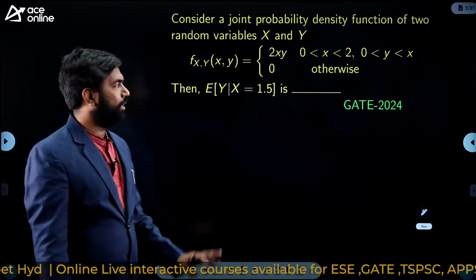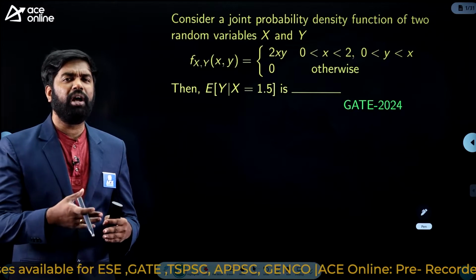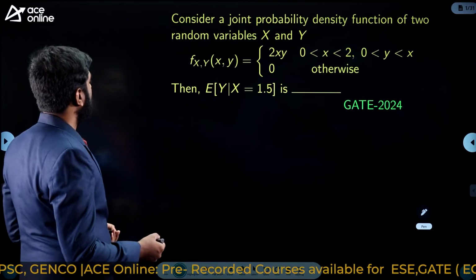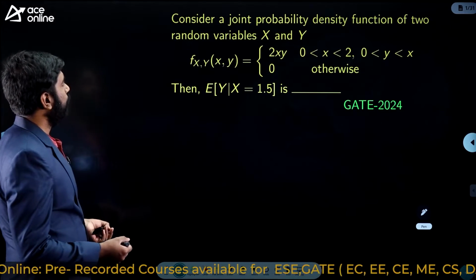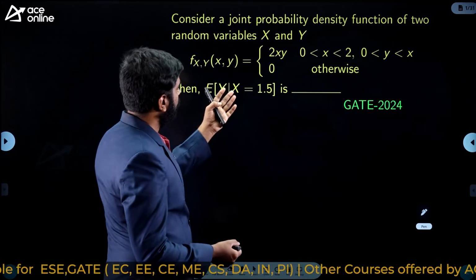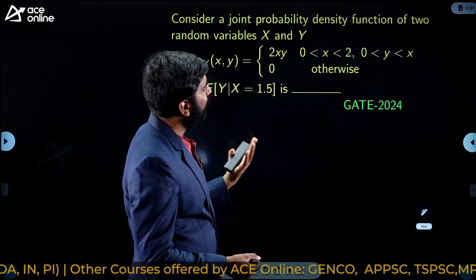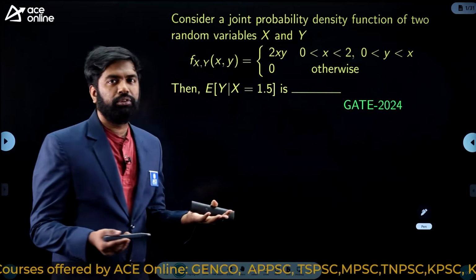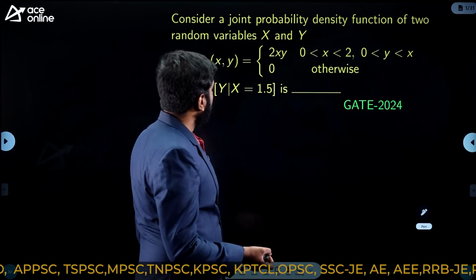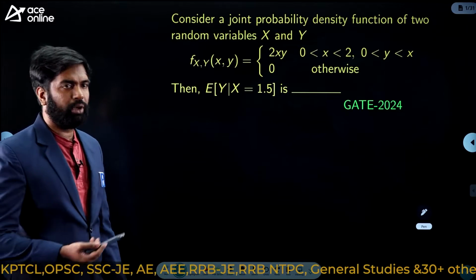Students, let us look at this question where marks to all was given. Why was marks to all given? What is the issue behind this? Let us try to analyze. Consider a joint probability density function of two random variables x and y. The joint PDF is given as 2xy where x is from 0 to 2 and 0 less than y less than x, and for all other values the joint PDF is 0. So, what is the conditional mean of y for given x equal to 1.5? This was asked. Why was marks to all given?